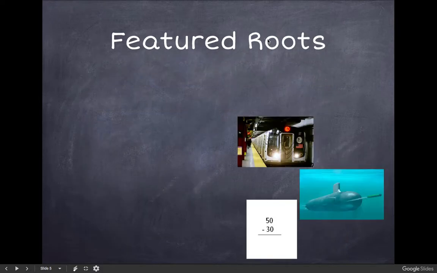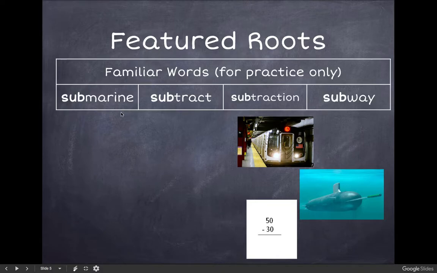All right, featured roots. We have a train here, a submarine, and then a subtraction problem. So we've got some familiar words for practice only. You don't need to know these for the test, but we have submarine. Say it after me: submarine, subtract, subtraction, subway. Now look at the images and see which ones match with each word.